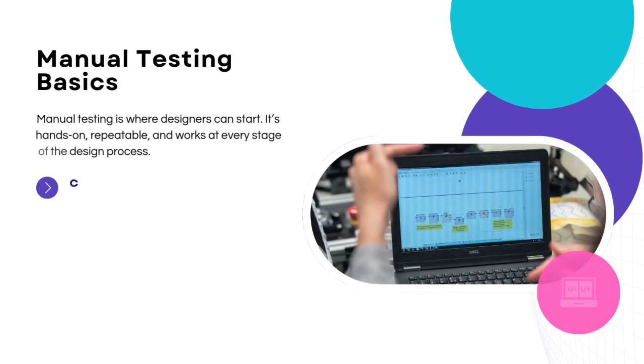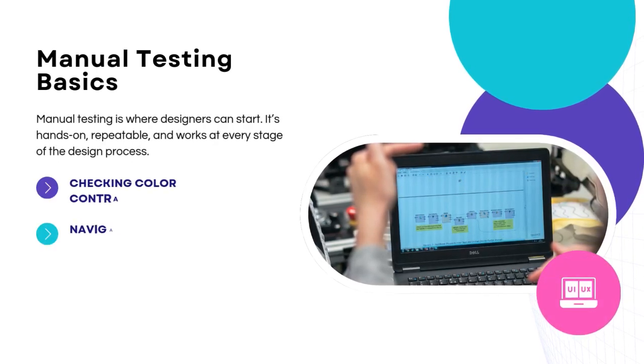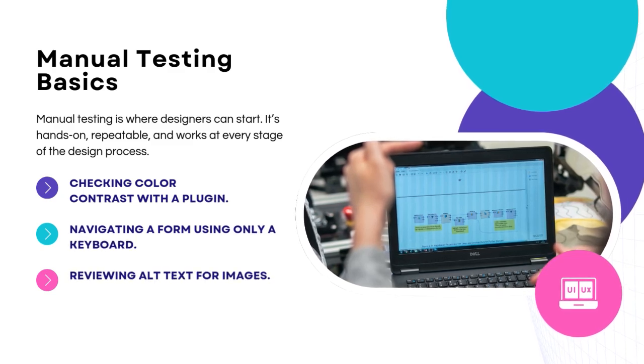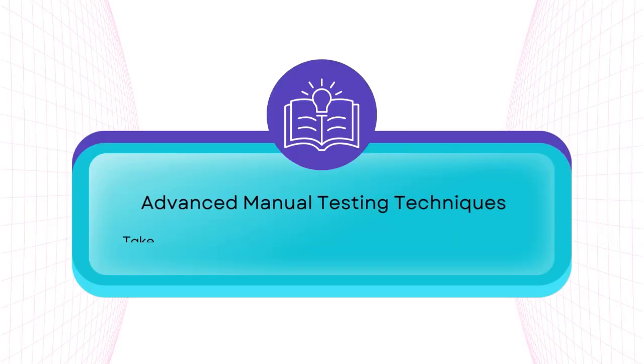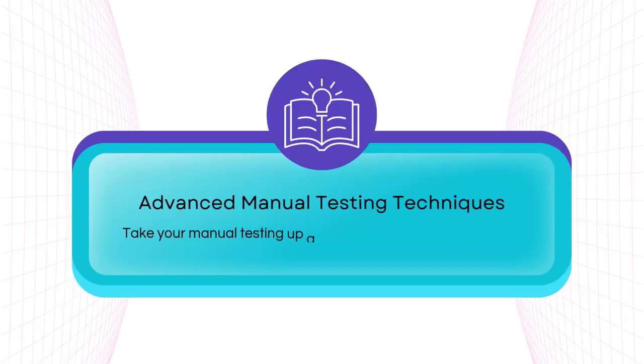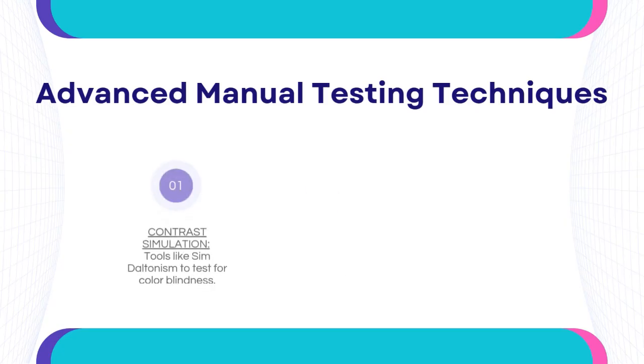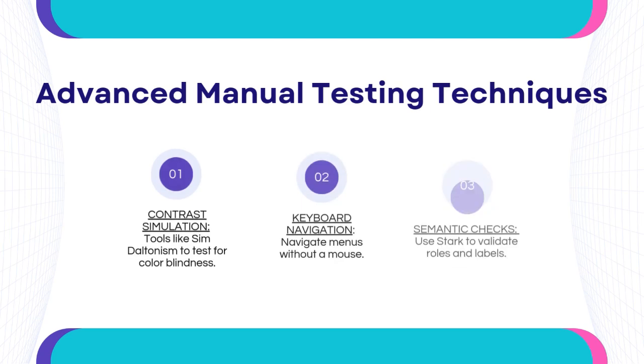Let's start with manual testing. Manual testing is your hands-on designer-first approach, but let's take it up a notch. Beyond basic checks for color contrast or alt text, here's what the pros do. Advanced contrast analysis. Use contrast tools that simulate visual impairments like tritanopia or glaucoma. Tools like Sim Daltonism help you design for nuanced edge cases.